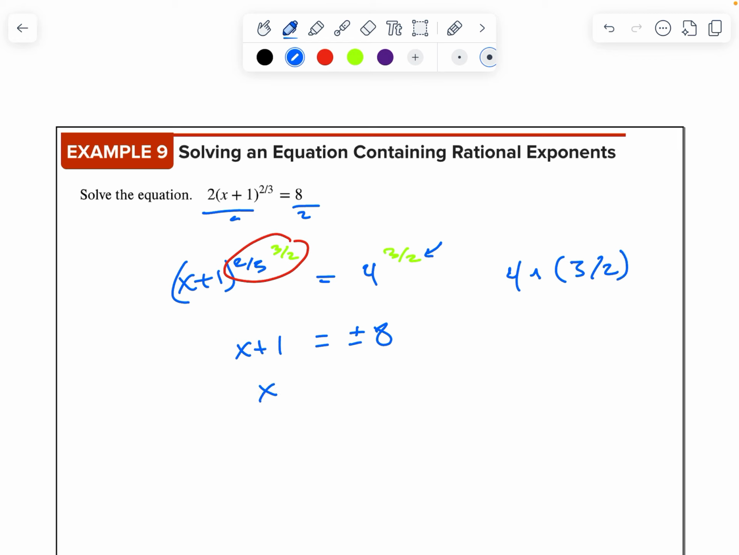And then we can subtract 1. X equals -1 plus or minus 8. -1 plus 8 is 7. -1 minus 8 is -9. Again, we got 2 answers. We should check both of those.